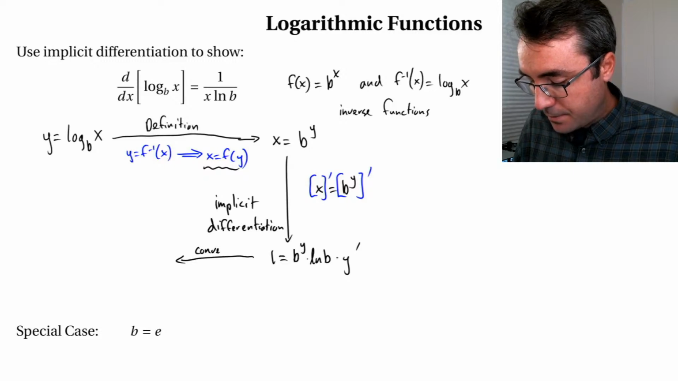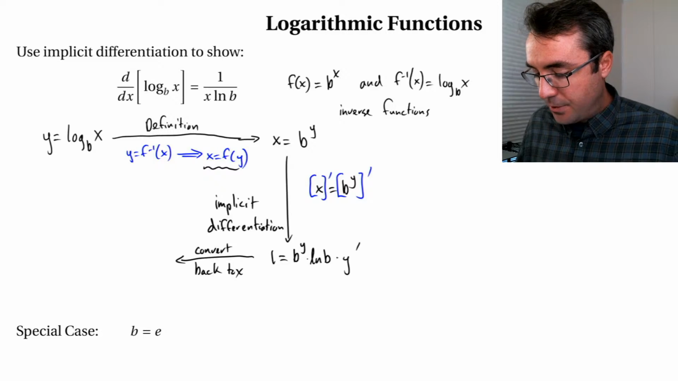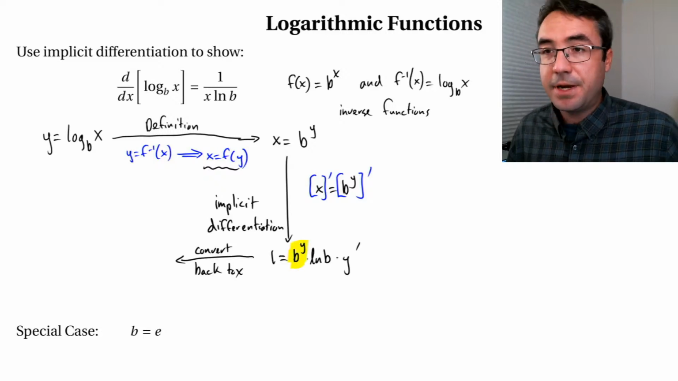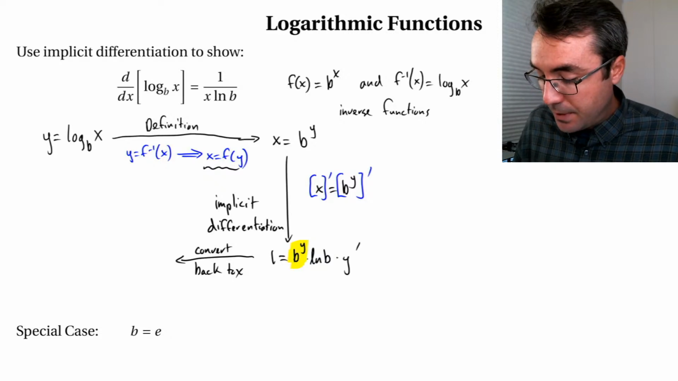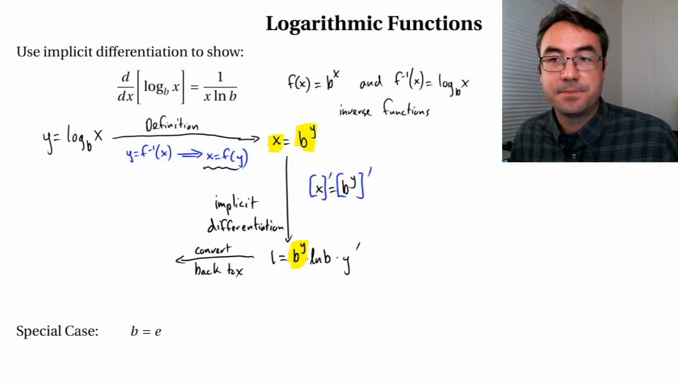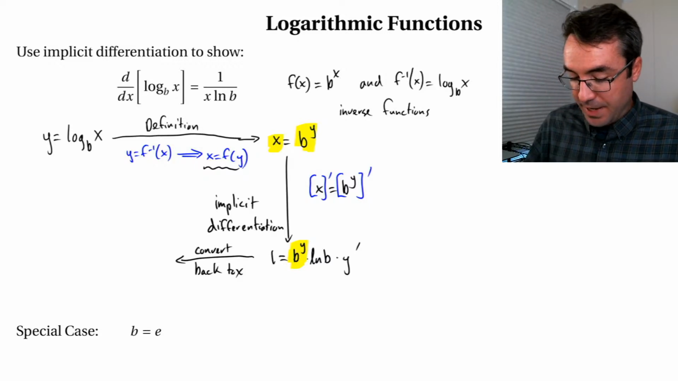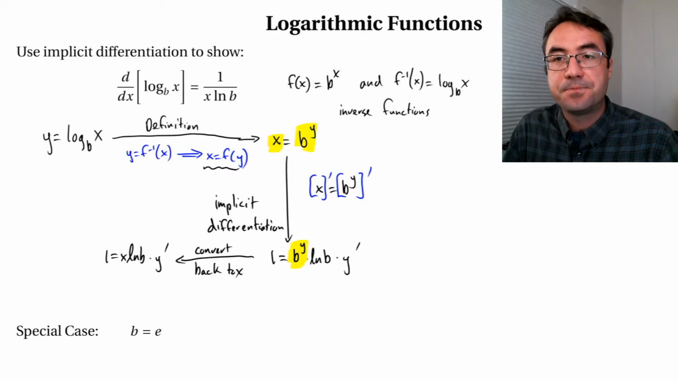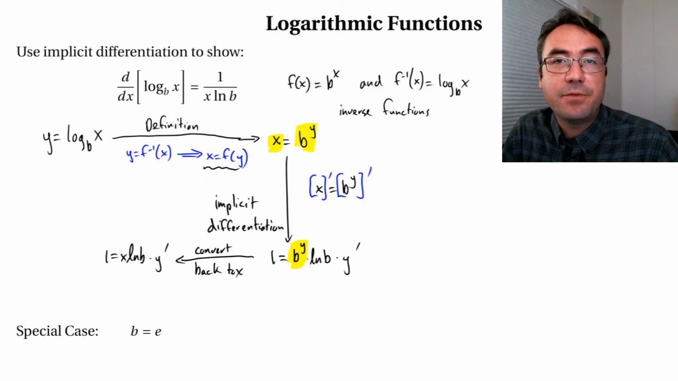So we're going to convert back to x. And the way we do that is just by noticing that here we have b raised to the power y, and we know that b raised to the power y is equal to x. So we just fill that in, and we get 1 is equal to x natural log b times y prime. And then we just finish solving for y prime.